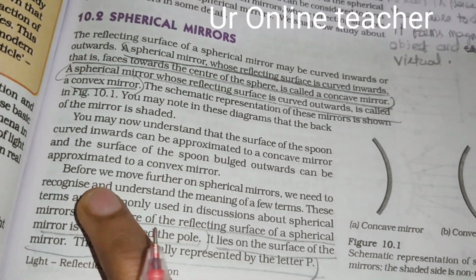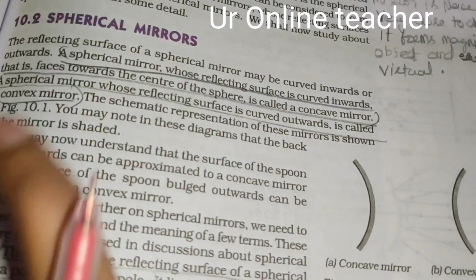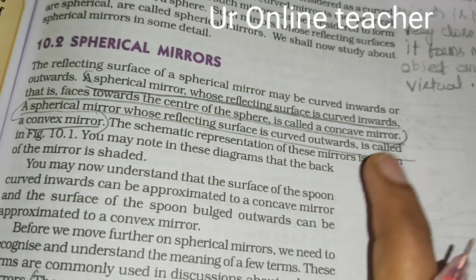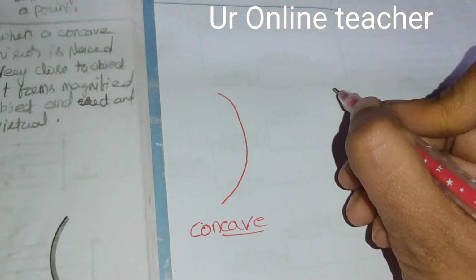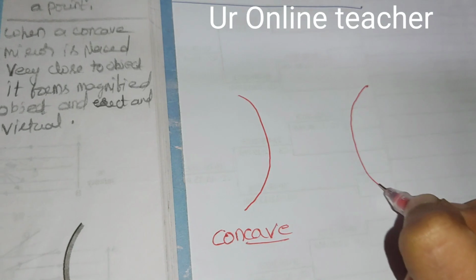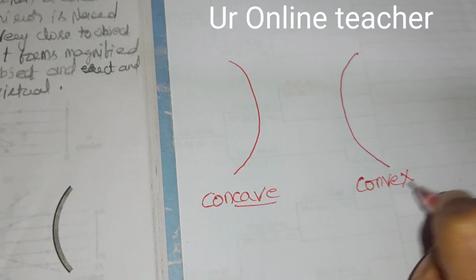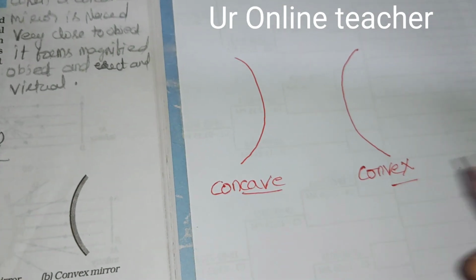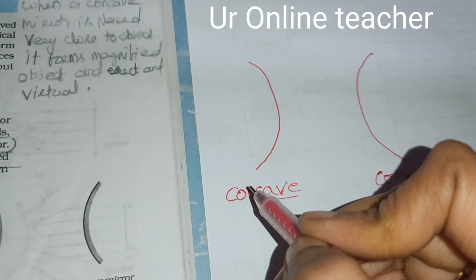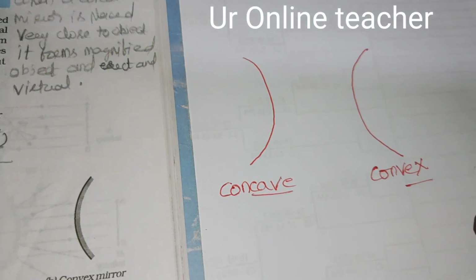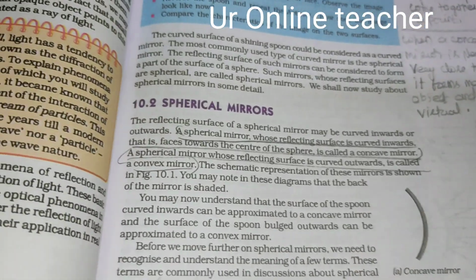Then what are convex mirrors? A convex mirror is a spherical mirror whose reflecting surface is curved outwards. So when the reflecting surface is curved outwards, it is called a convex mirror. Convex is outside, like exit, so outside. Concave is inside, cave will be inside, so concave mirror. Like this you can remember easily.